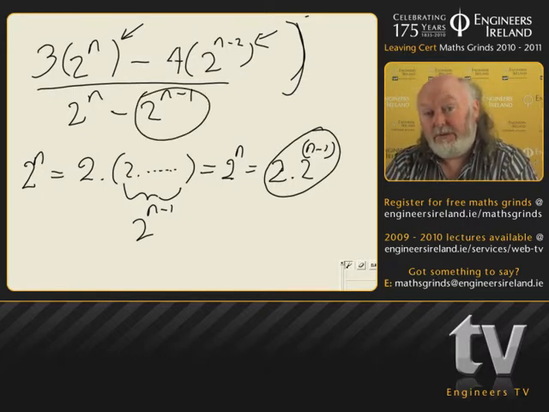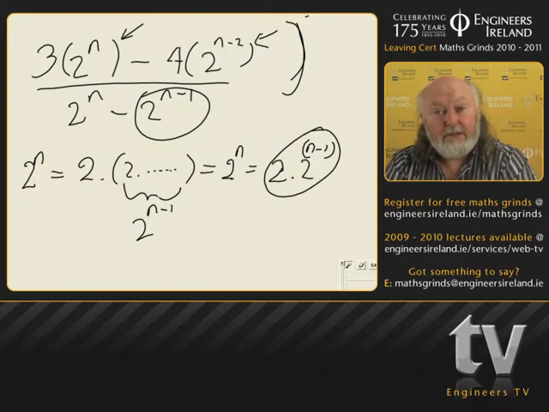All I have to do now is name this thing. 2 to the n can have any name at all. You can call it an apple. So we're saying 2 apples minus an apple is an apple.